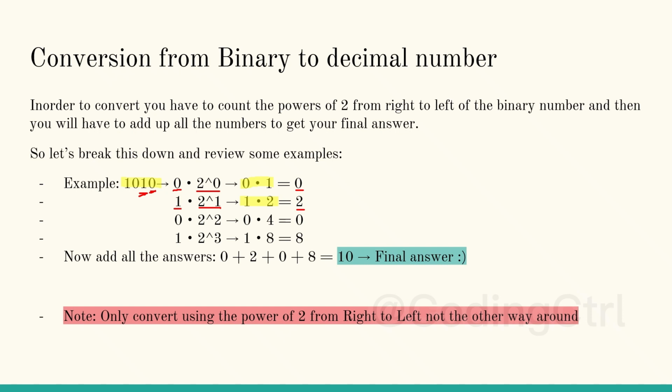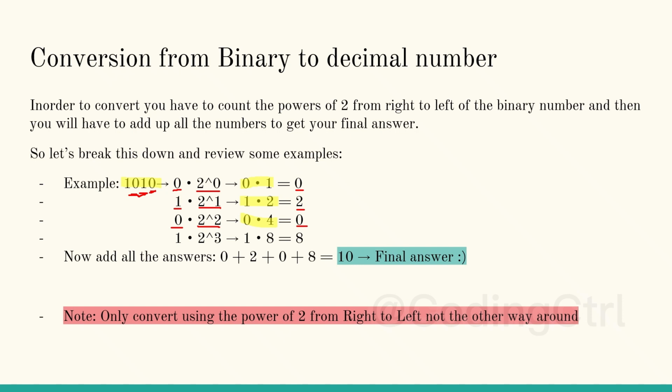The next number on the list is 0. We're going to be doing the same method. So you have to multiply 0 times 2 to the power of 2 since the position is 2. Then you'll get 0 times 4 since 2 to the power of 2 equals 4. And then your answer to that would be 0.